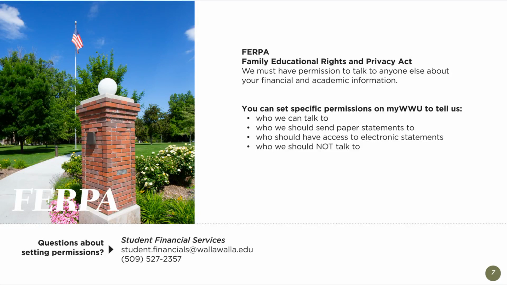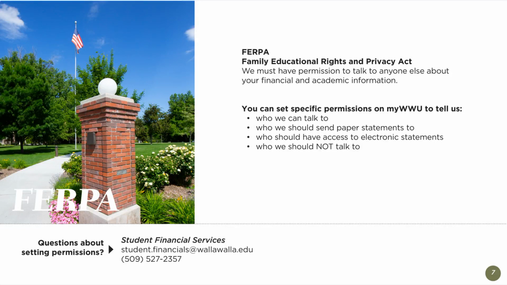This is where the federal law called the Family Educational Rights and Privacy Act, known as FERPA, comes into play. It applies to all areas of campus, but it's with finances that you most often run into the issue. We need to have your permission, the student's permission, before we can talk to anyone else about your account. It's easy for you to grant permission on myWWU.